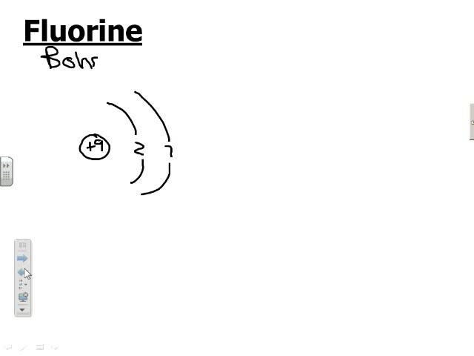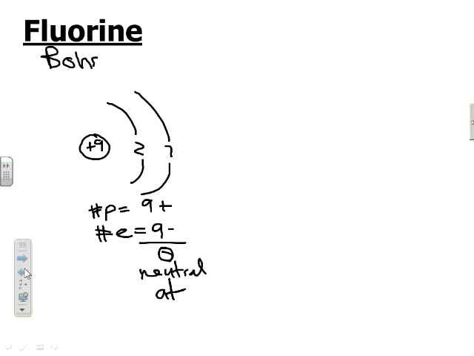Again, we do a little accounting. The number of protons is 9, so we've got 9 positive, right? Number of electrons, 9 negative. We add that up, we get 0, and it is a neutral atom, we say, right?